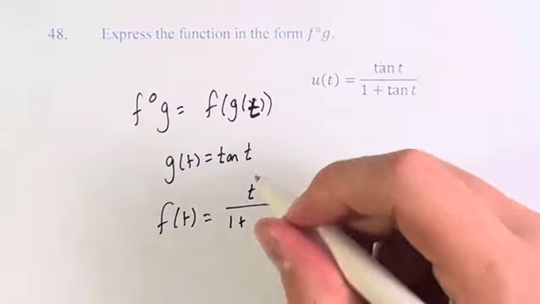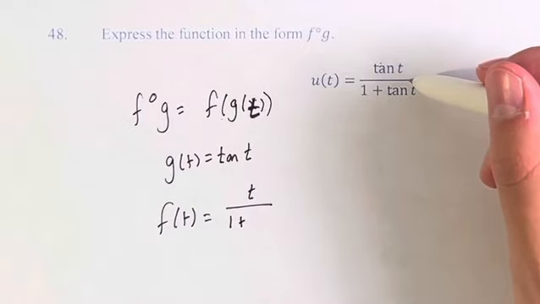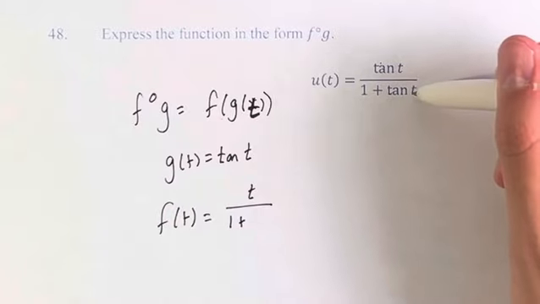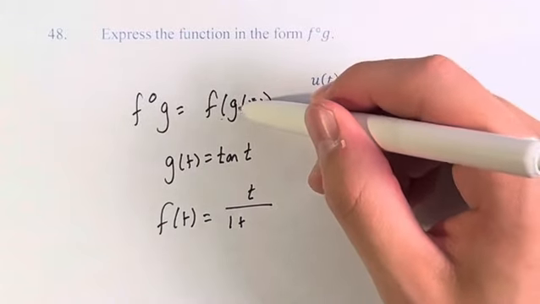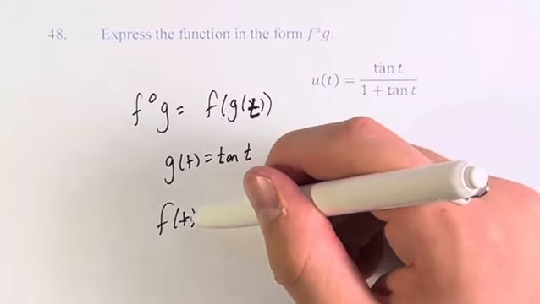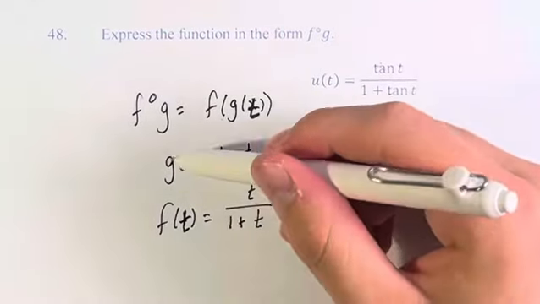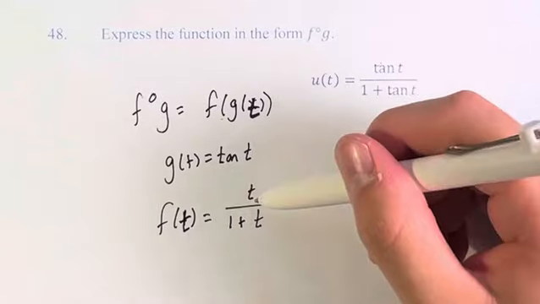Over 1 plus, again, there's a tangent of t here. There's a g of t, therefore, in this spot for f of g of t because we're plugging in g of t. Therefore, for f of t, we're only plugging in another t. So therefore, g of t is equal to tangent of t, f of t is equal to t over 1 plus t.